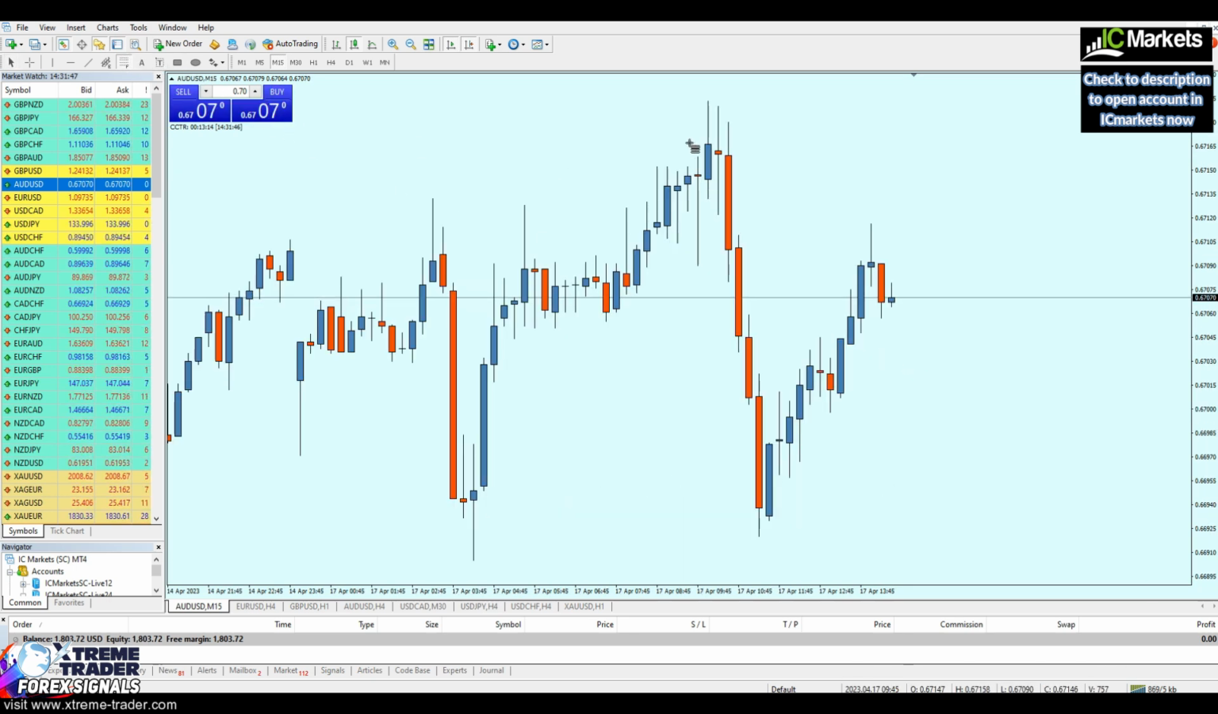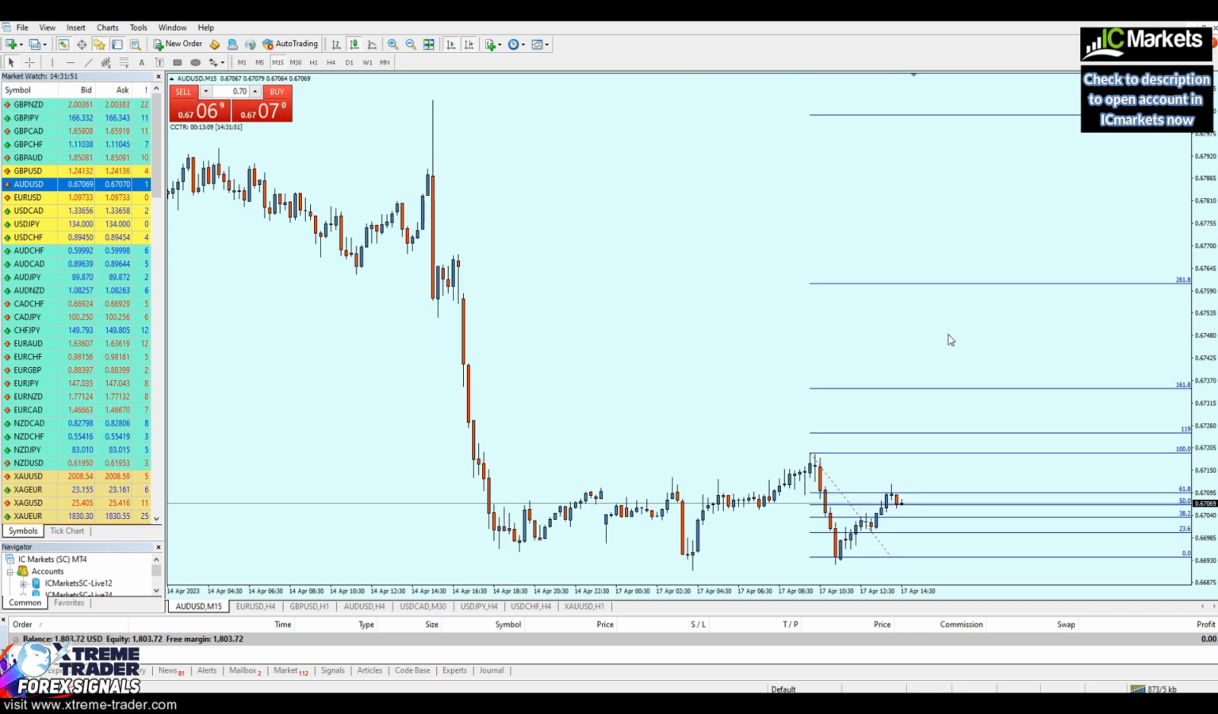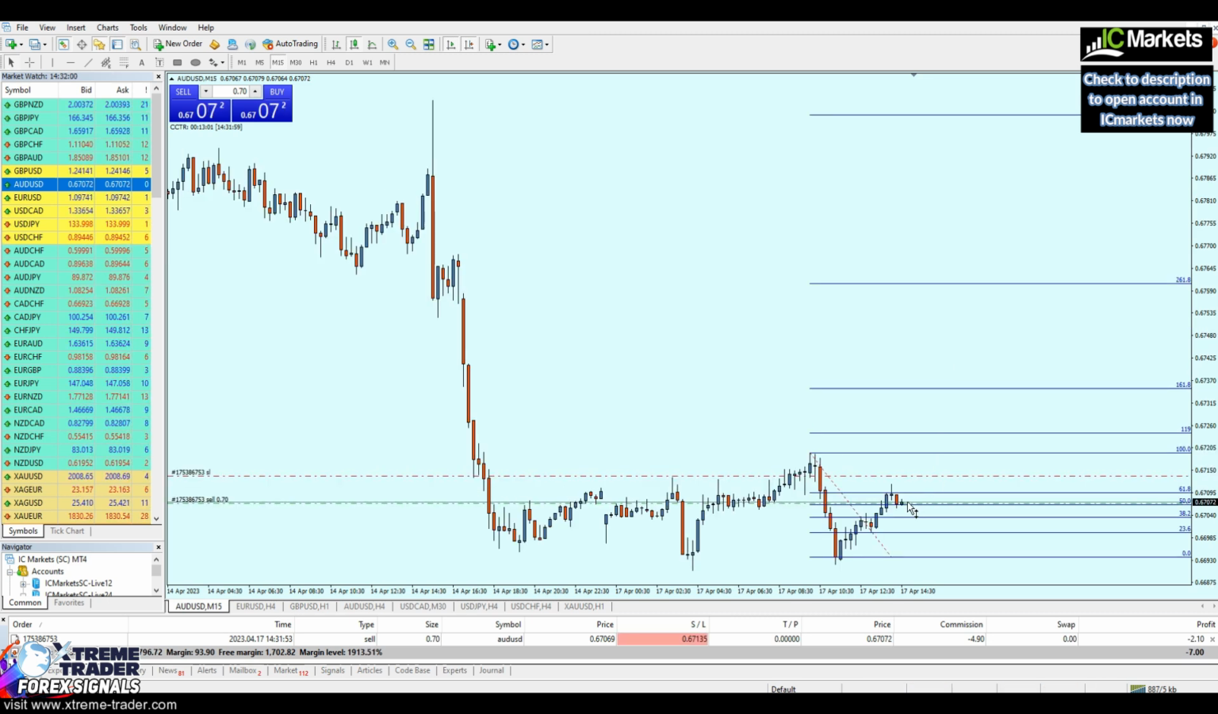Wait a minute, the AUDUSD is showing us something good. That's really good. Oh my god, place the sell order. Place sell order instantly.